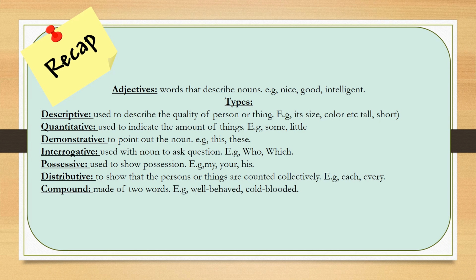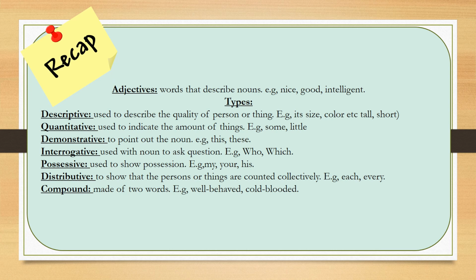Demonstrative is used to point out the noun, for example, this, that, these, those. Interrogative is used with a noun to ask questions, like what, who, which. Possessive is used to show possession, like something belongs to you or me, for example, my, your, his. Distributive is used to show that the persons or things are counted individually, for example, each, every. And compound is made up of two words, for example, well-behaved, cold-blooded, high-heeled.